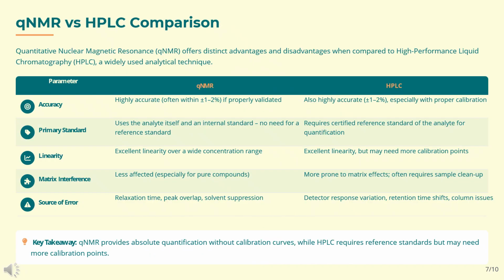How does qNMR compare with HPLC? Both techniques are accurate, but qNMR has several advantages. Absolute quantification without calibration curves. Less affected by matrix interference. No need for analyte reference standards. HPLC, on the other hand, may require multiple calibration points and reference standards. While both methods have their place, qNMR provides a simpler, versatile, and non-destructive solution for quantification.